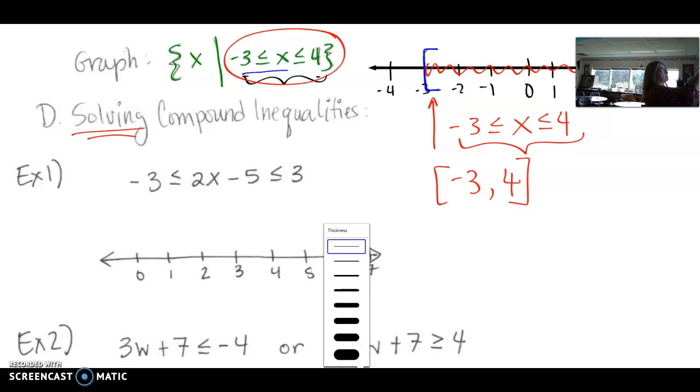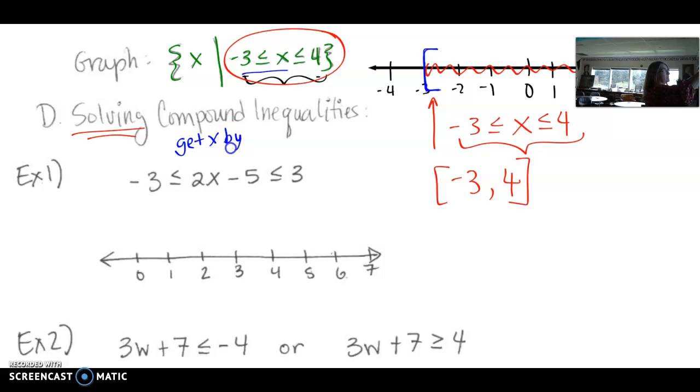Our goal is to get x by itself in the middle. You do this just like you would solve an equation, but when you have a compound inequality like this, you need to do the same thing to all three parts: the left, the middle, and the right. So to solve for x, we want to get rid of the -5, so I'm going to add 5. I add 5 over here, I add 5 in the middle, and I add 5 on the right, keeping the symbols the same.